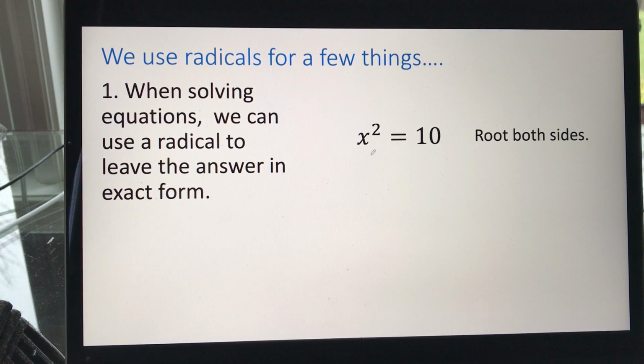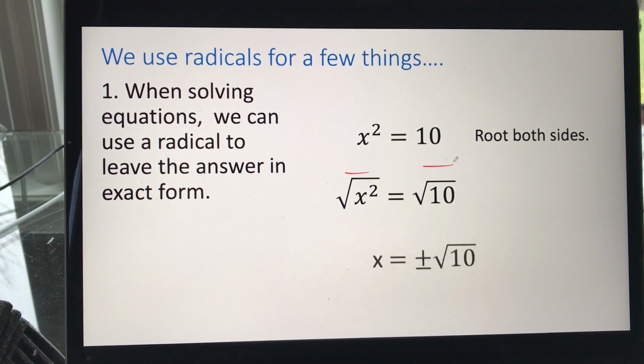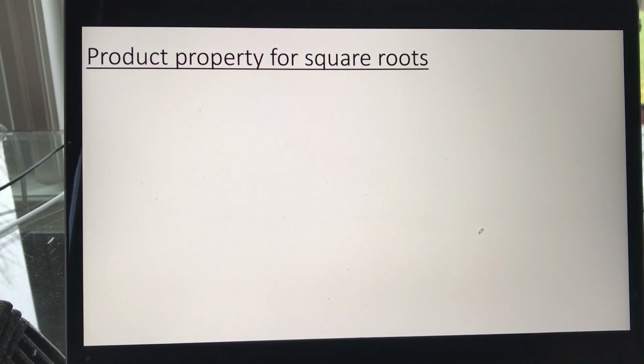And same idea here, if I have x squared equals 10, if I root both sides, if I root the left side, root the right side, square root of x squared obviously is x. The square root of 10, I'm going to leave it as plus or minus root 10. That's the exact form. I'm going to leave it like that. I'm not going to go into decimals. That's the exact answer. Now there's an interesting property we're going to use with radicals I want to show you.